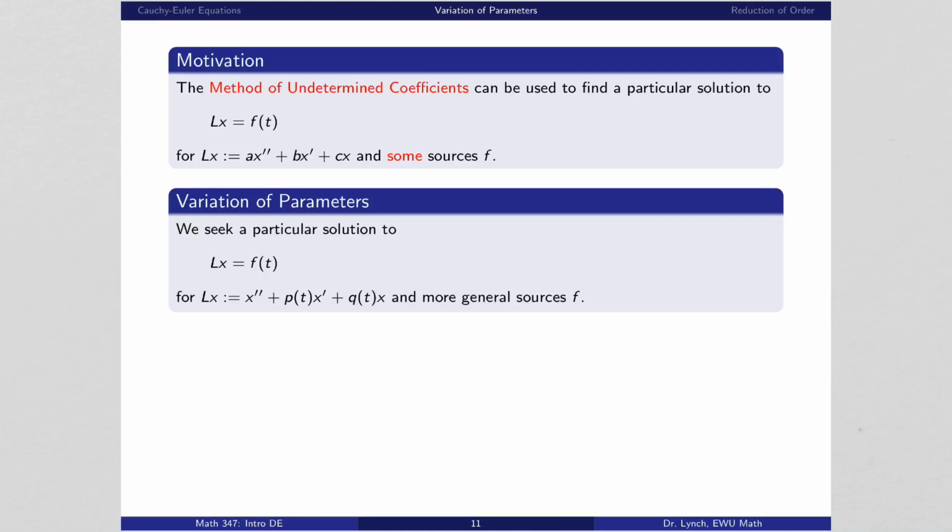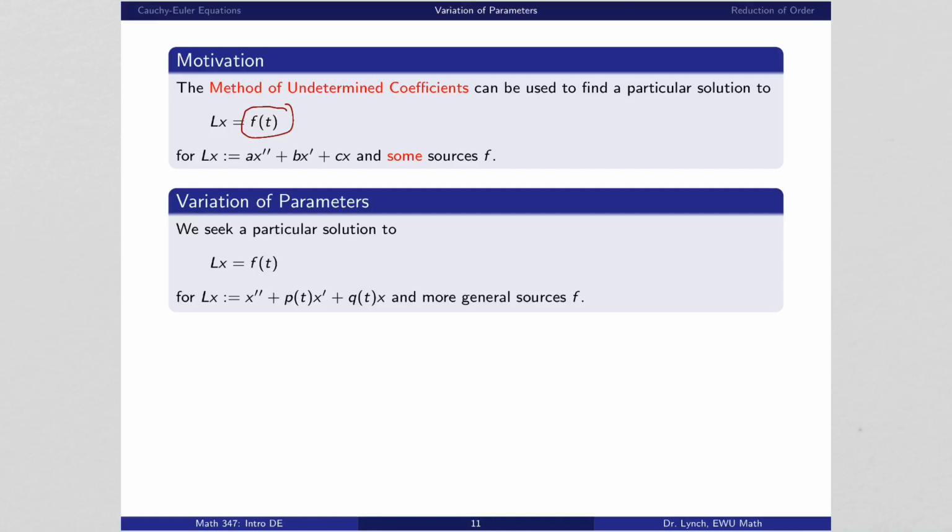So as I mentioned, we know how to find a particular solution using the method of undetermined coefficients. We saw that the method of undetermined coefficients can apply to the constant coefficient non-homogeneous differential equation for some source terms f. In particular, it applies when the right-hand side, or what we're referring to as the source term, is a polynomial or an exponential function or sines and cosines.